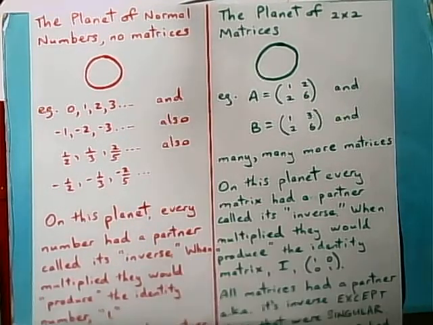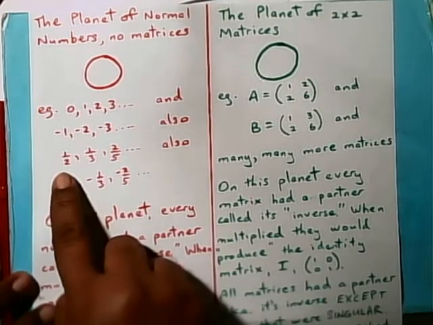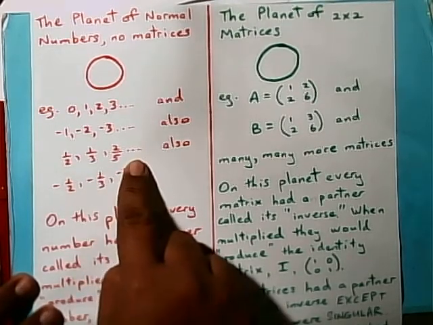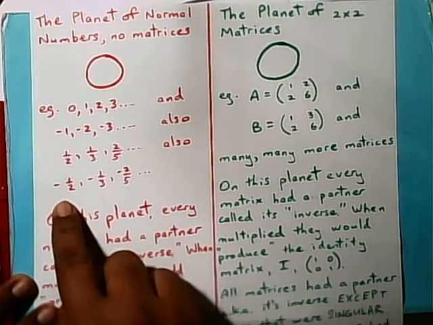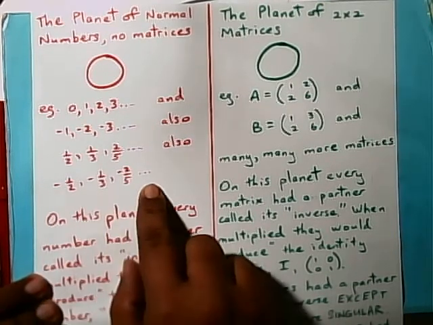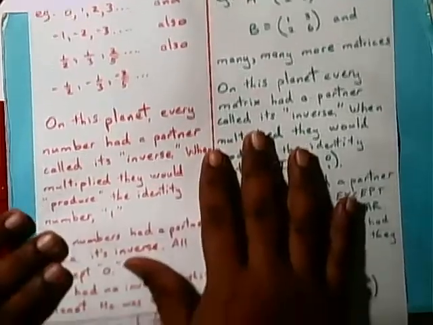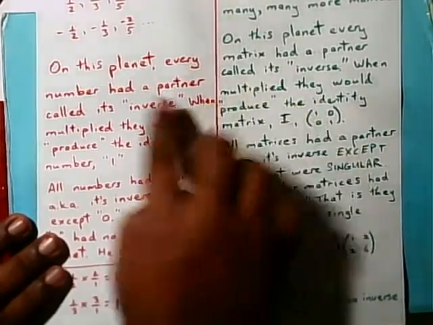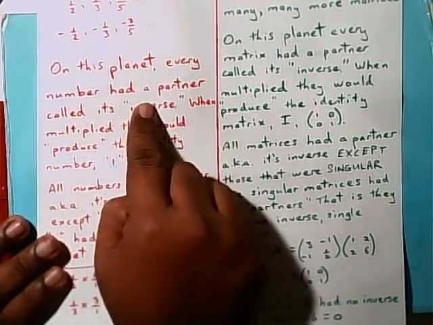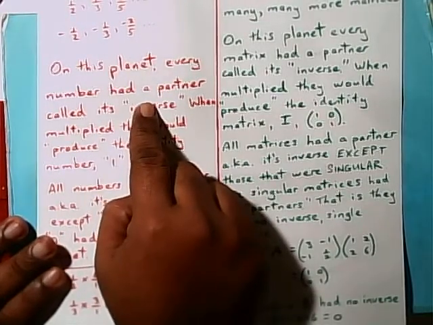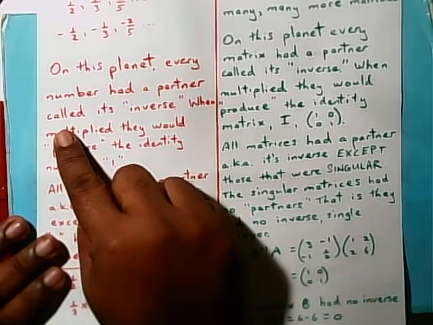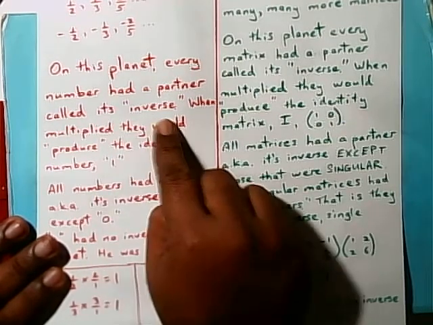They also had fractions on that planet, such as half, 1/3, 2/5, all kind of different fractions. They even had negative fractions, like -half, -1/3, and -2/5, and so on. Now, on this planet, every number here had a partner, like it was married, a partner, and the partner was called its inverse.